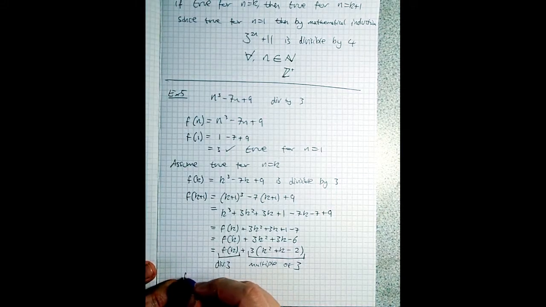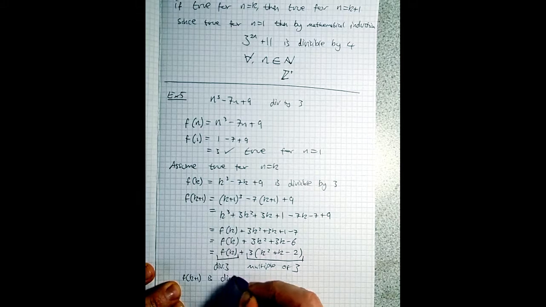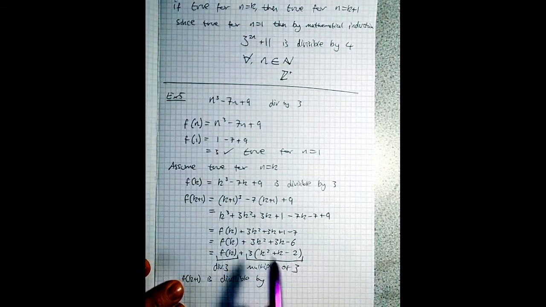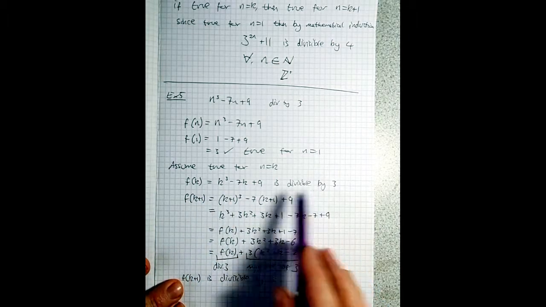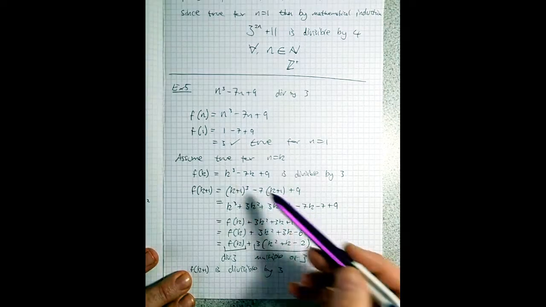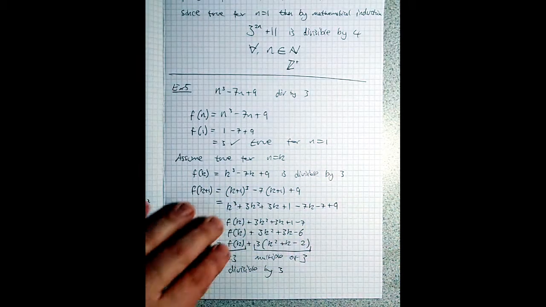And so I can say that f of k plus 1 is divisible by 3. So I've shown that if f of k is divisible by 3, then f of k plus 1 is also divisible by 3. And since I've got a value of k for which it's true, I can write my conclusion.